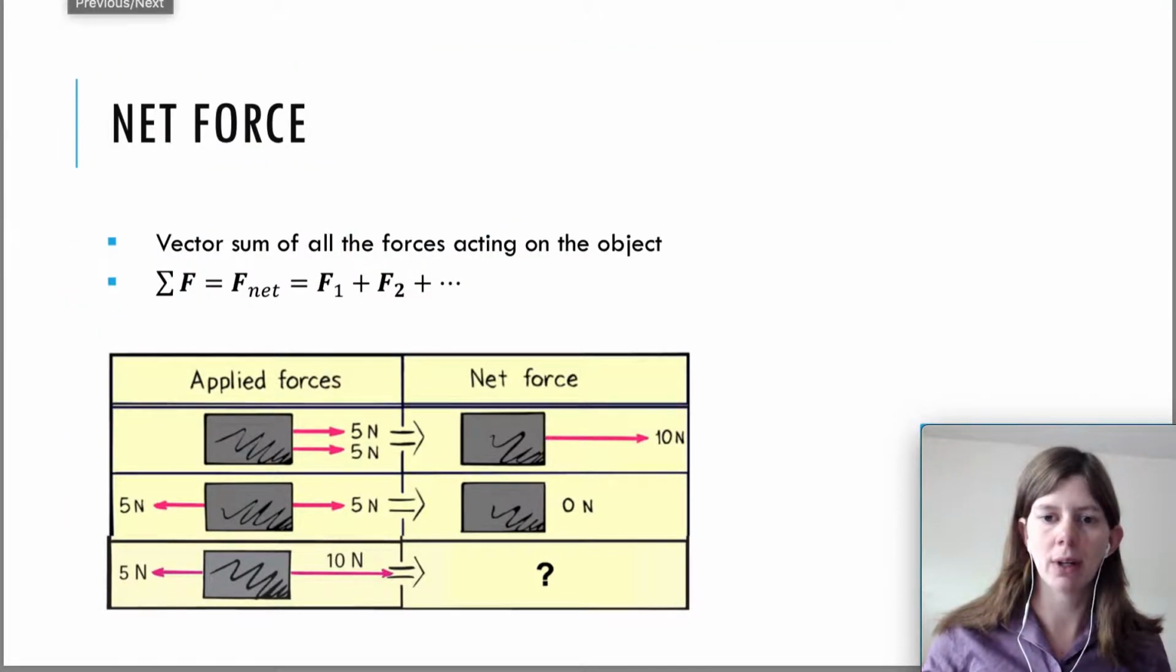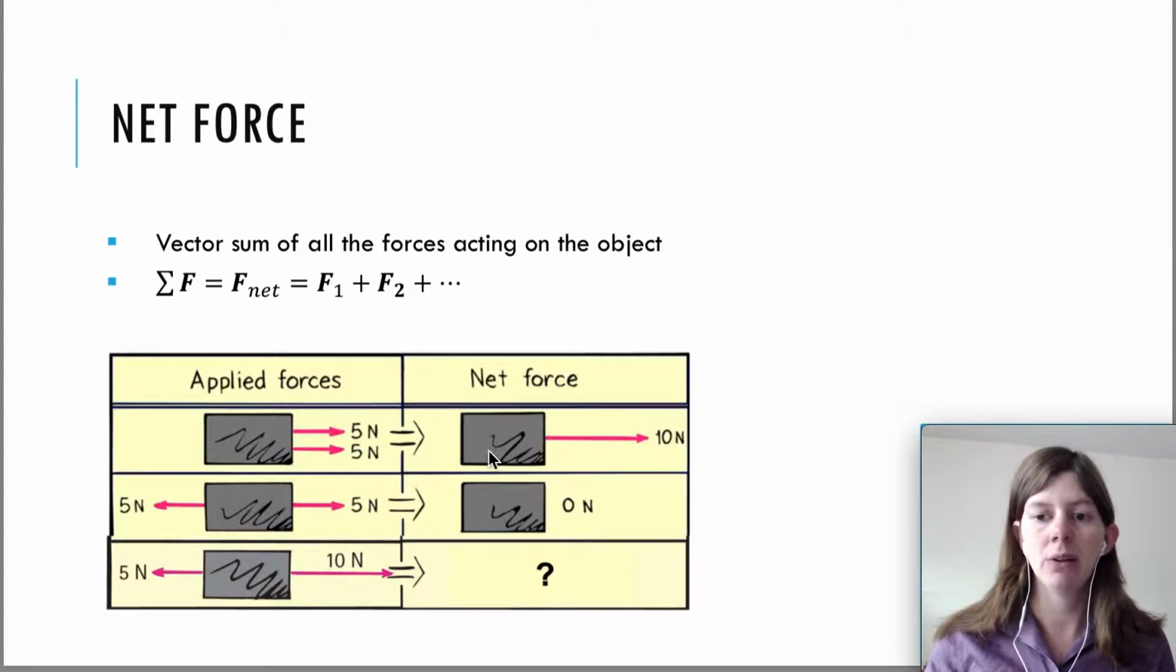Before we can talk about Newton's second law, we need to understand what the net force is. The net force is the vector sum of all the forces acting on the object. In this picture, if you have two 5 Newton forces to the right, you can replace them with one 10 Newton force to the right. You're just adding those forces.